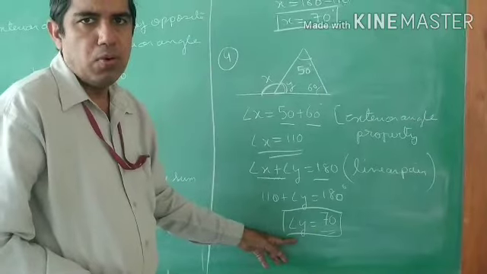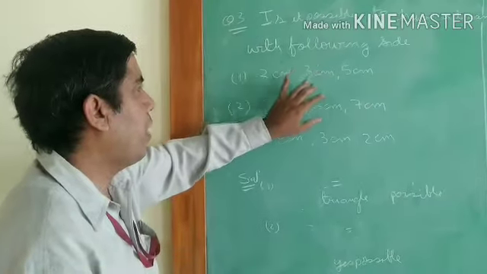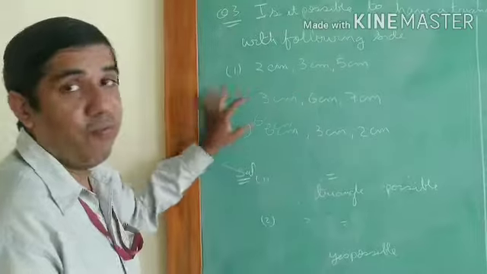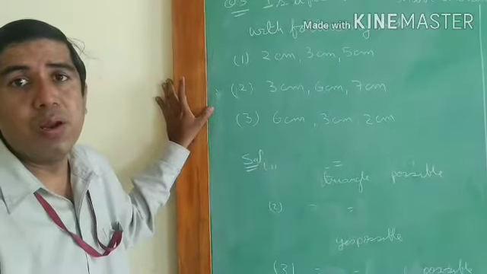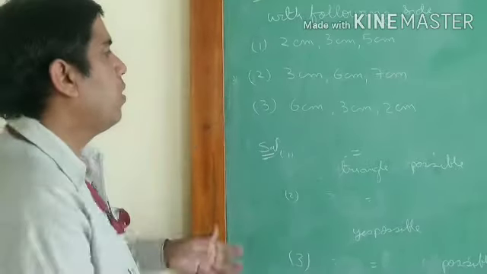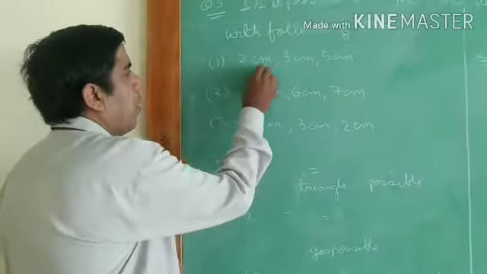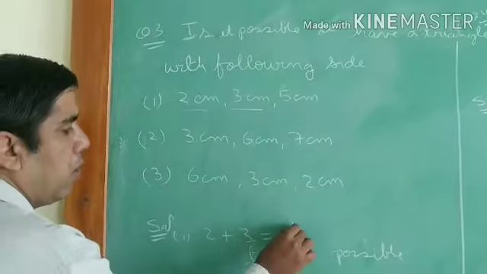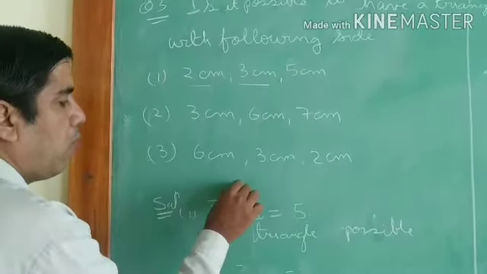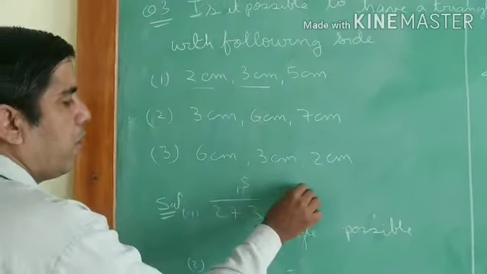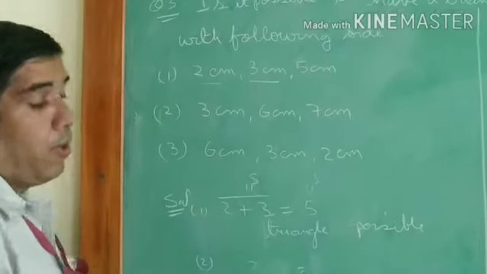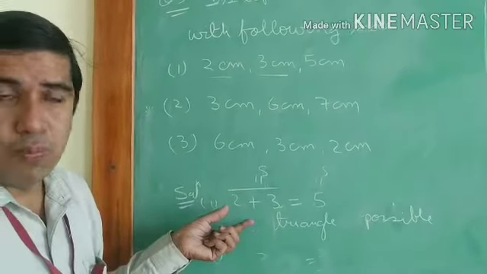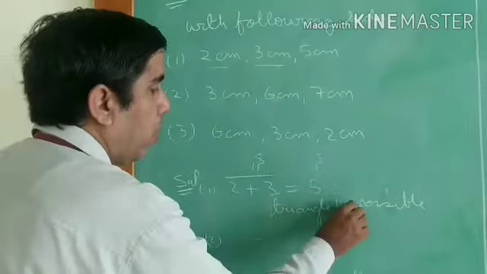Over here, to have a triangle with the following sides, we have to check which property I am going to use here: the triangle inequality. Now you can see here, I will take first any two sides, so I am taking these two. So 2 plus 3, and the next side is 5. So 2 plus 3 is how much? 5. And here is 5. They are equal. But in the triangle inequality we know they should not be equal. So a triangle is not possible.